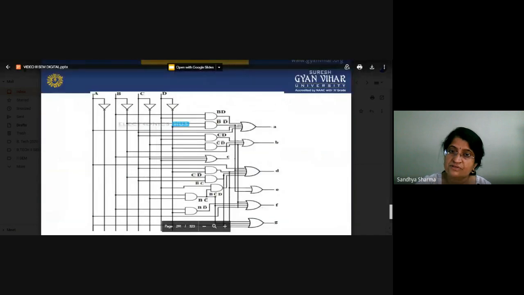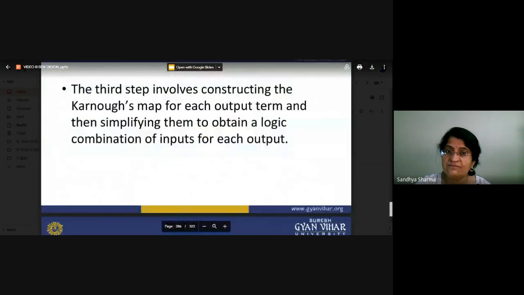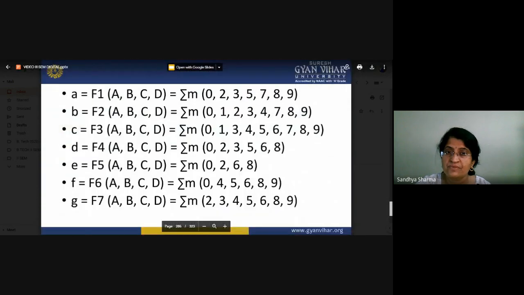What is the procedure? First of all, you have to know how A, B, C, D elements are illuminated. So this is the function: A is illuminated at 0, 2, 3, 5, 7, 8, 9. These are the digits. But B is illuminated at 0, 1, 2, 3, 4, 7, 8, 9. So these are the digits. When A is activated, B, C, D, whichever elements you activate, according to that these numbers can be executed at the output.